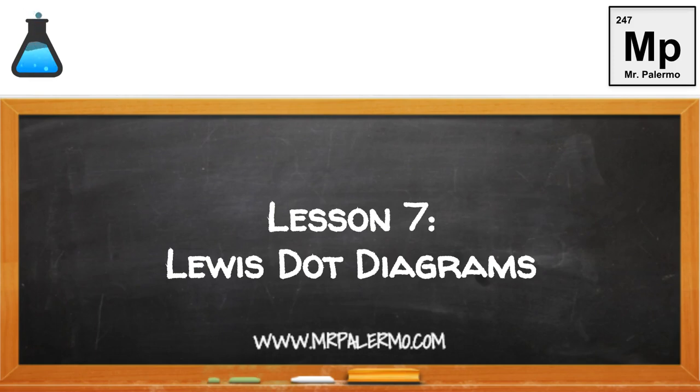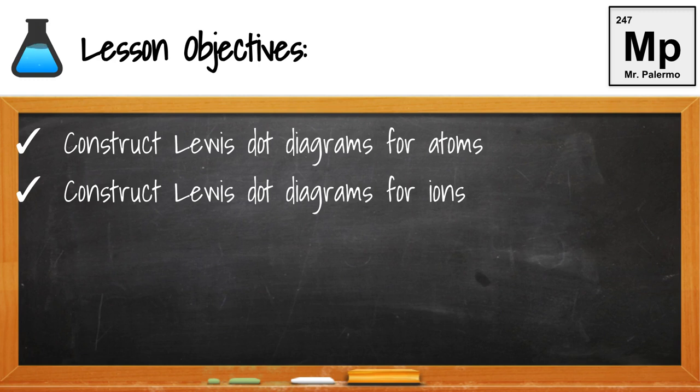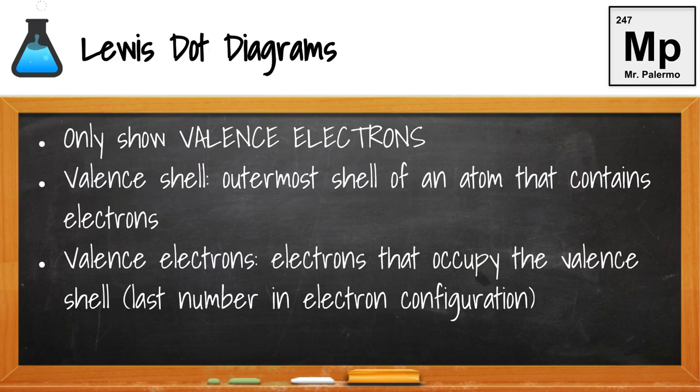Welcome to Lesson 7 on Lewis dot diagrams. Our lesson objectives: construct Lewis dot diagrams for atoms and construct Lewis dot diagrams for ions. Lewis dot diagrams are different than Bohr diagrams in that they only show the valence electrons.